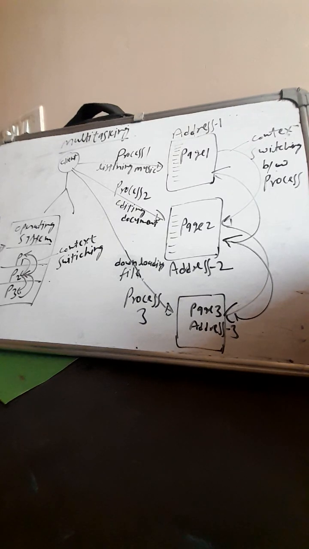Okay guys, so we are talking about multitasking. Multitasking, basically, we can achieve with the help of multiprocessing as well as multi-threading. Here, in the first case, we are talking about multiprocessing.